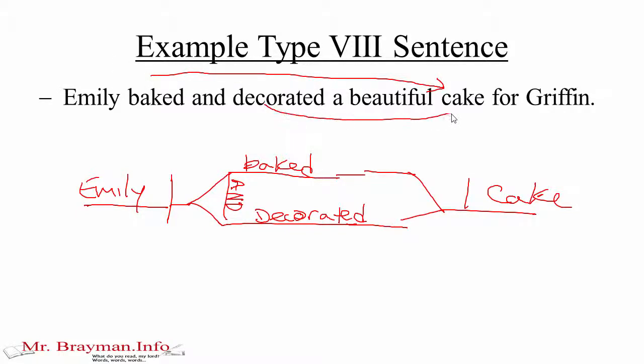I'd like to act on some cake right now. Sorry, it's the afternoon and I'm ready for a snack.